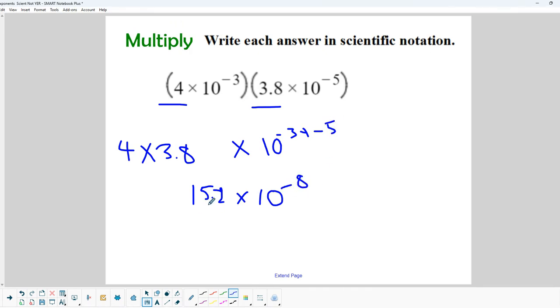But we got to move the decimal one more place to the left to get this back into scientific notation. So this should be 1.52 times 10. And we have to add 1 when we move the decimal to the left. So this would be times 10 to the -7 power.